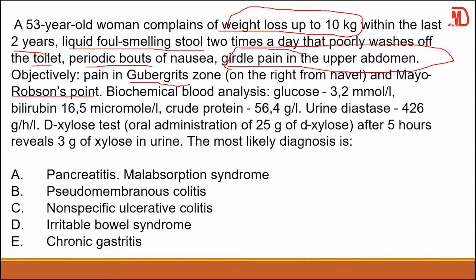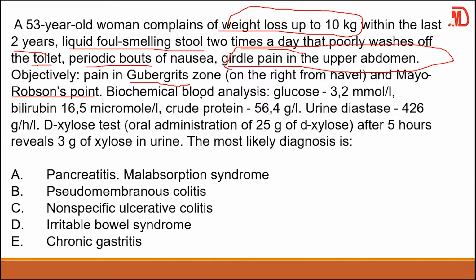Pancreatitis, exactly. Pancreatitis comes to your mind. So even if you don't know, for the fact that they are saying that there's Mayo-Robson point present, know that you are thinking of a problem with the pancreas. But let's continue if we can have additional information to back up your provisional diagnosis.